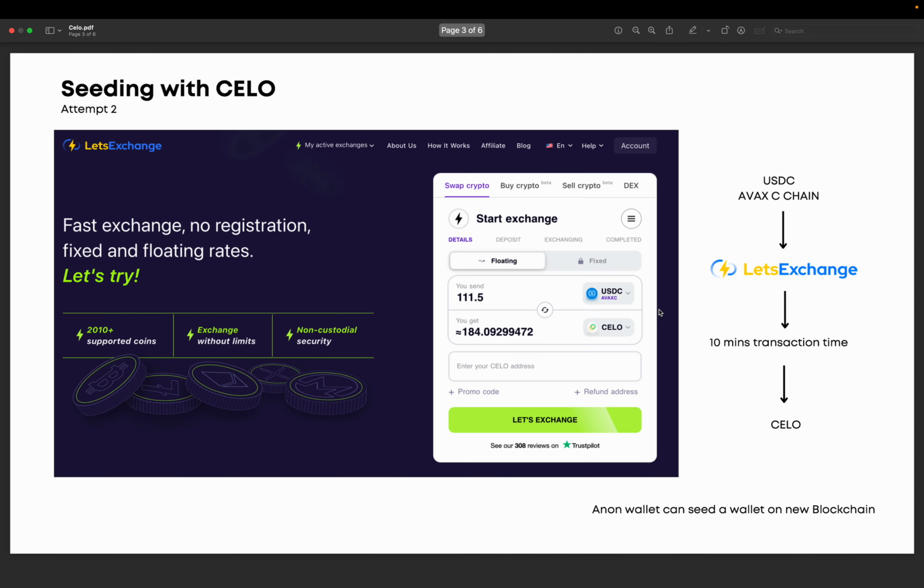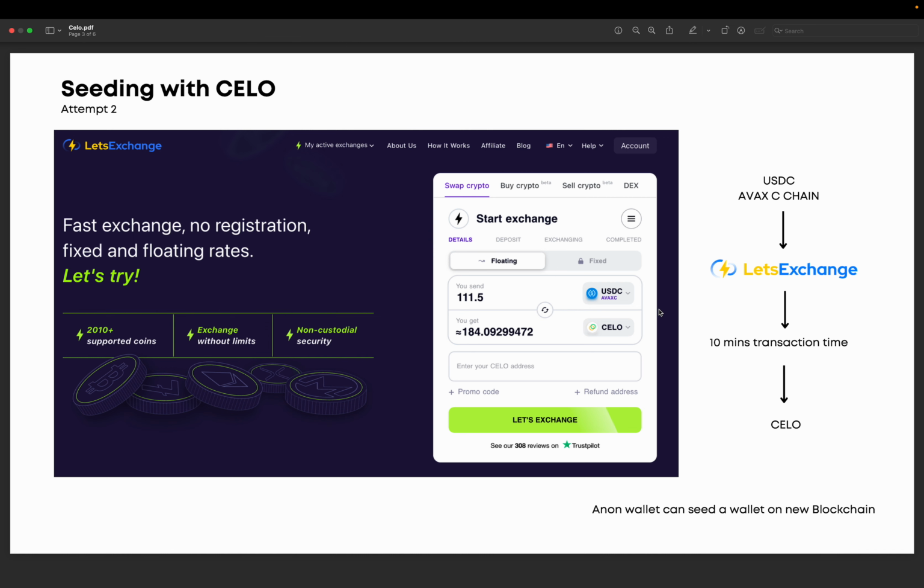The next one would be then. What I did was I just searched on the internet, and I found this Let's Exchange website. This is what it looks like. I had to bridge USDC from the AVAX C chain, and I sent it to Let's Exchange, and they allowed me to transfer it to loads of different tokens. I picked Celo, and they sent it to the Celo address in about 10 minutes.